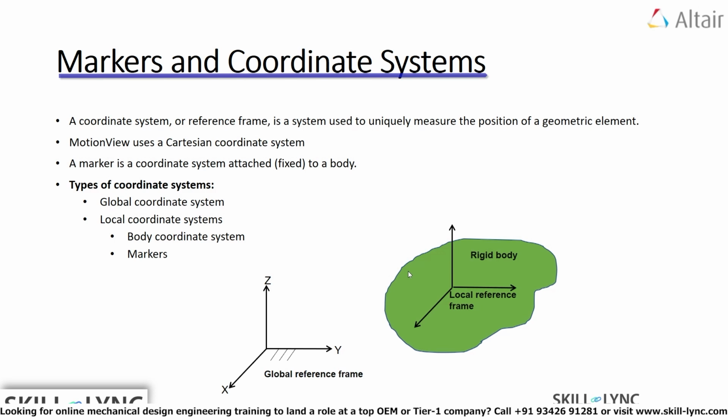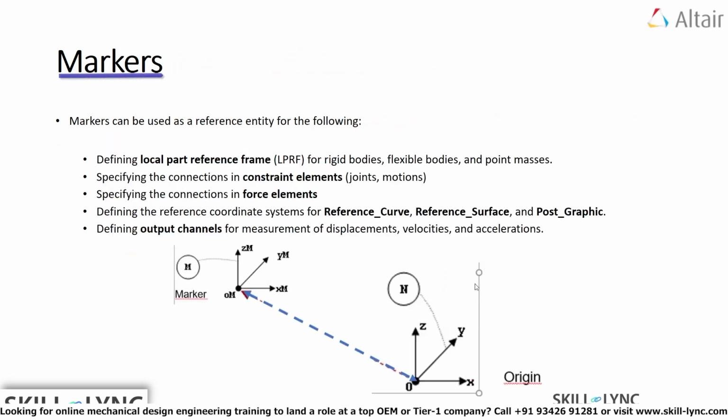So we have different types of coordinate systems in MotionView. They are the global coordinate system and the local coordinate system. This local coordinate system is again divided into two parts, that is the body coordinate system and the different markers. So now let's talk about the markers. Markers come under the reference entity, just like the points, graphics, bodies, etc.